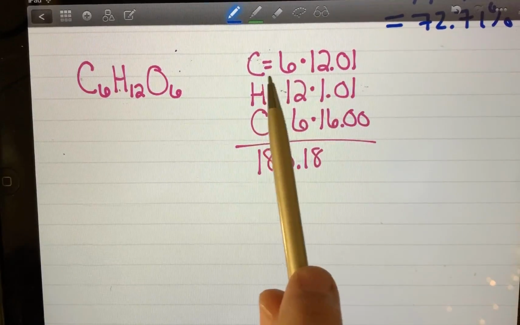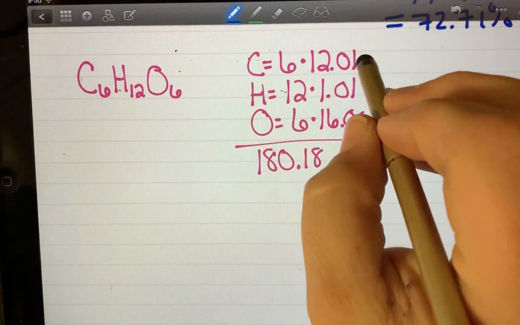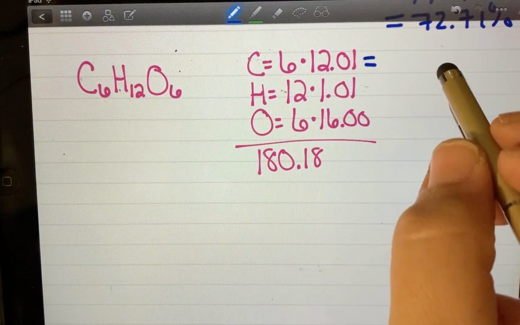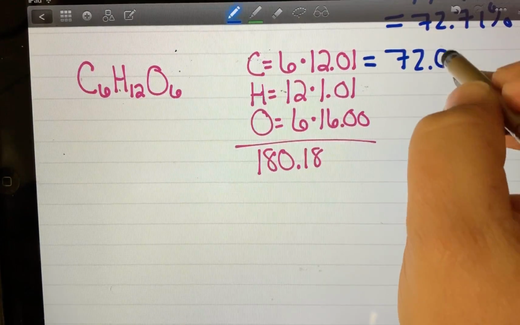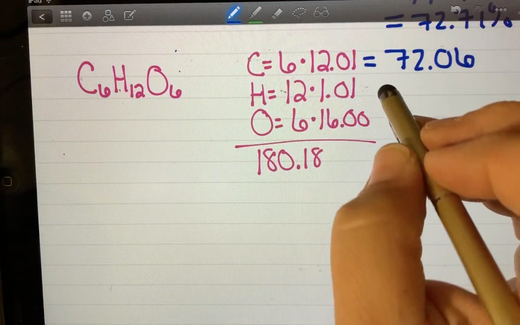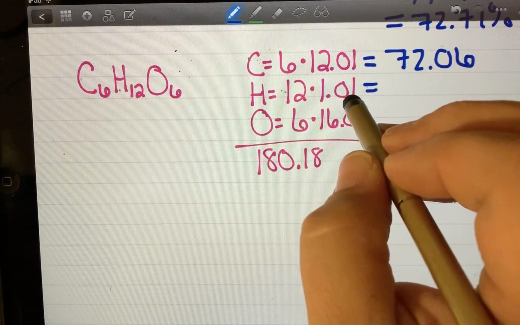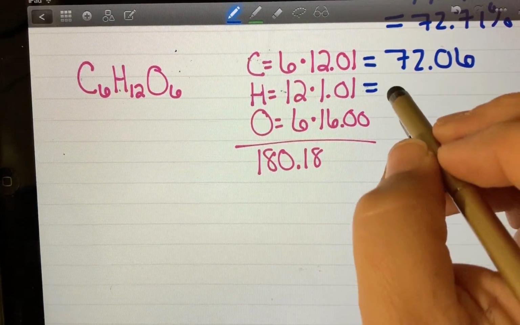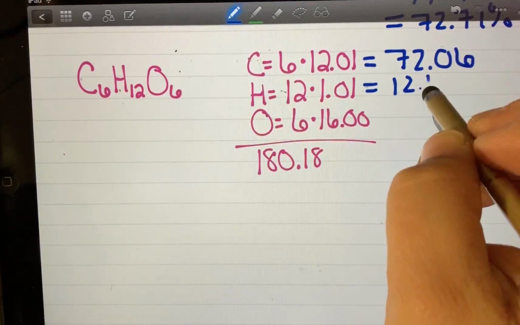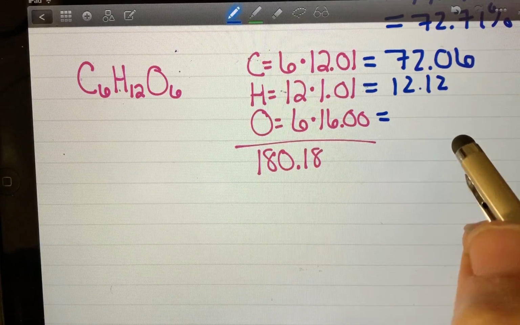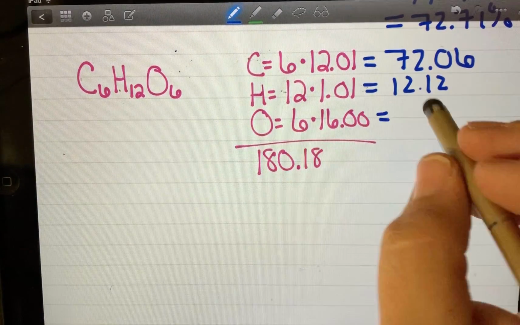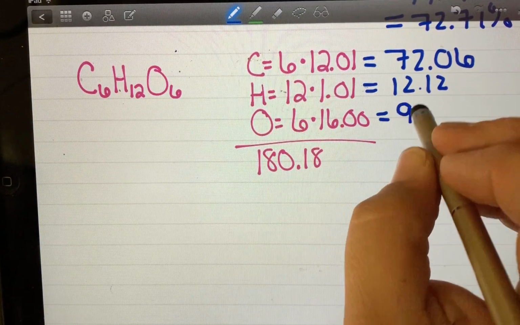So our second example was going to be C6H12O6. 6 times 12.01, I'm going to produce 72.06. 12 times 1.01 gives me 12.12. I like to do my work a little bit ahead of the game, so I just put my numbers in. 16 times 6 gives me 96.